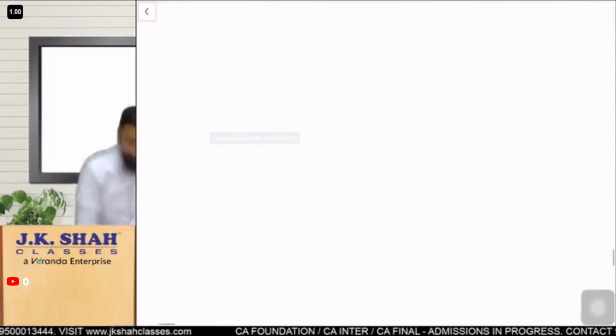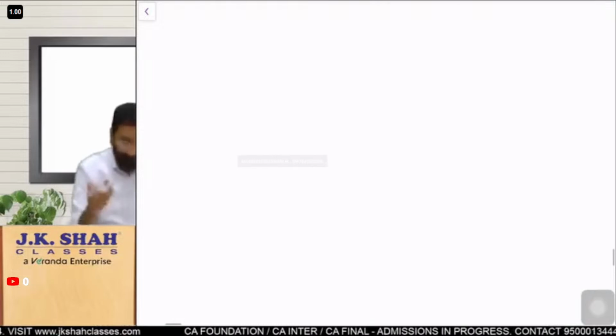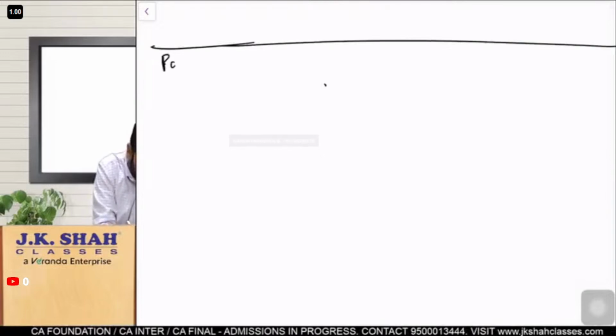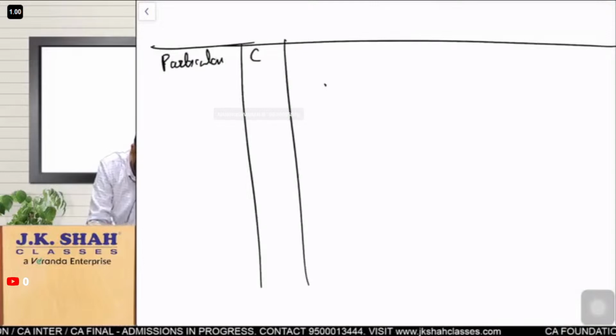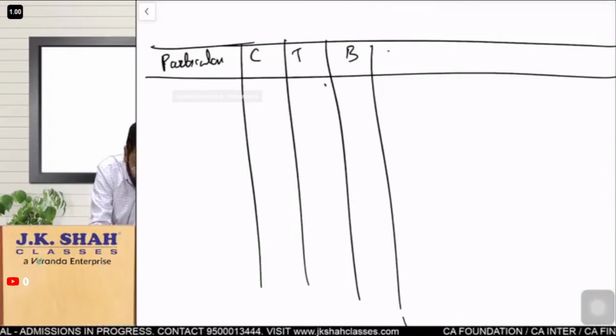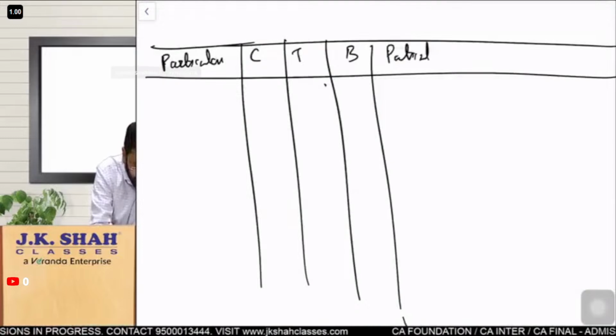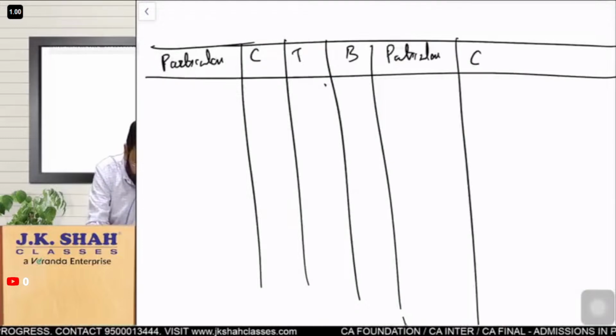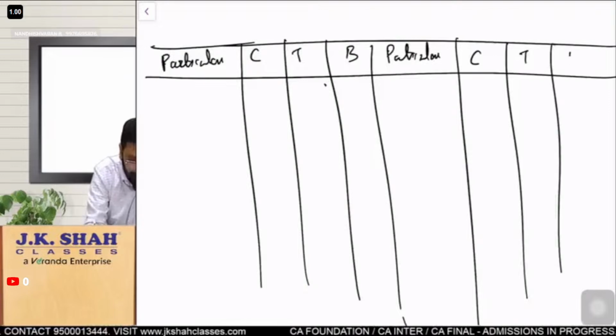Govinda, Govinda. And give me the figures. Particulars: Coimbatore, Trivandrum, Bangalore. Really sorry for the delay of particulars. Give me the figures, guys, please.